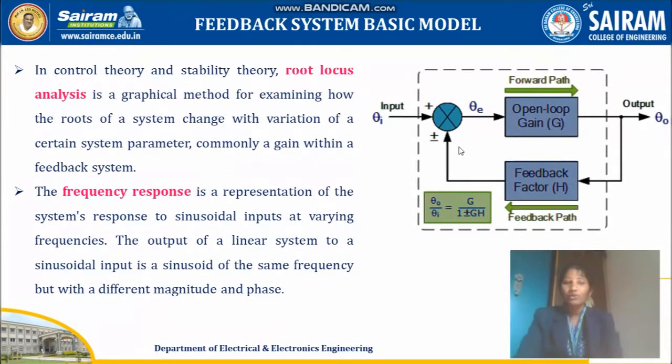There are two approaches that we are going to follow in case of your feedback system. One is your transfer function approach, another one is your state variable approach. To find whether the system is stable or not, we use a stability theory in control systems, that is root locus analysis. In root locus analysis, we need to find the roots of the system for any variation of a certain system parameter, commonly within the feedback system.